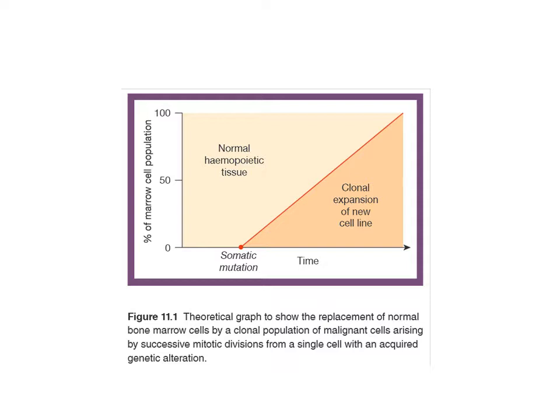If there is some somatic mutation, then this can start clonal proliferation. This is a theoretical graph to show the replacement of normal bone marrow cells by a clonal population of malignant cells arising by successive mitotic divisions from a single cell with an acquired genetic alteration. There is some mutation, some change in the genetic makeup. This cell has some changes in the characteristics.